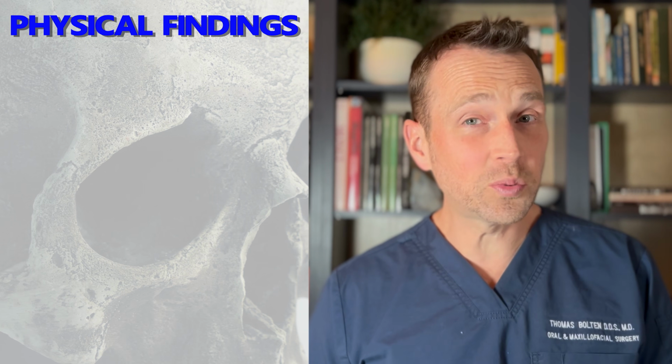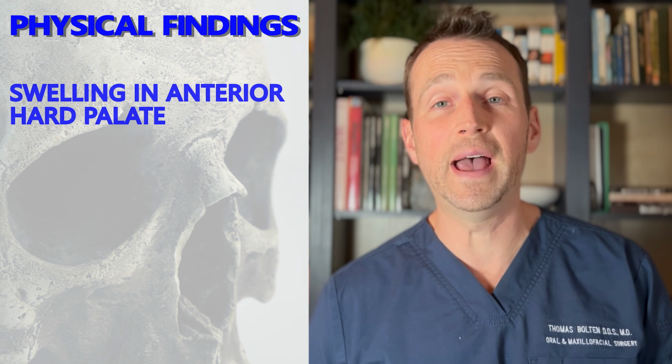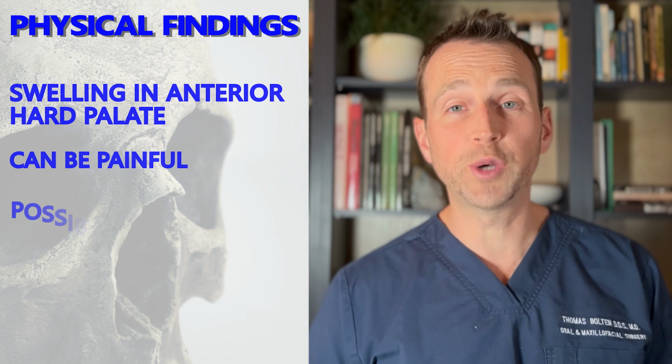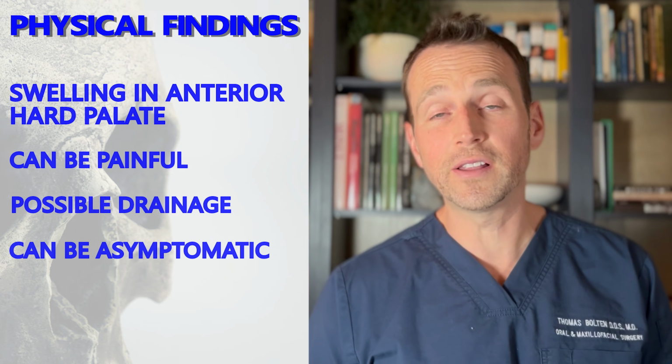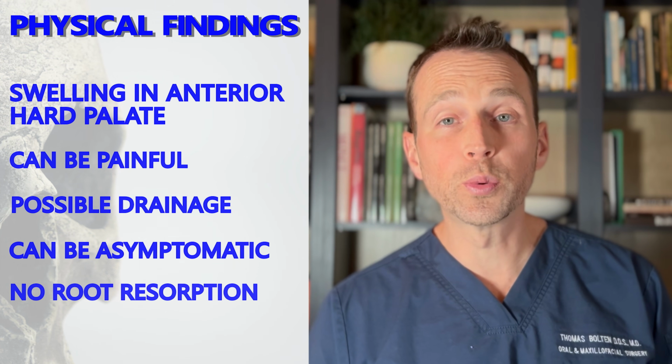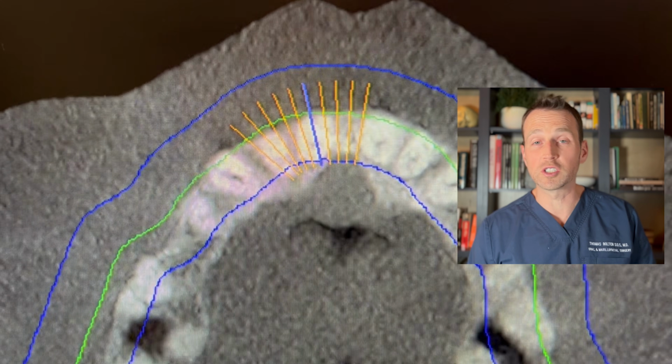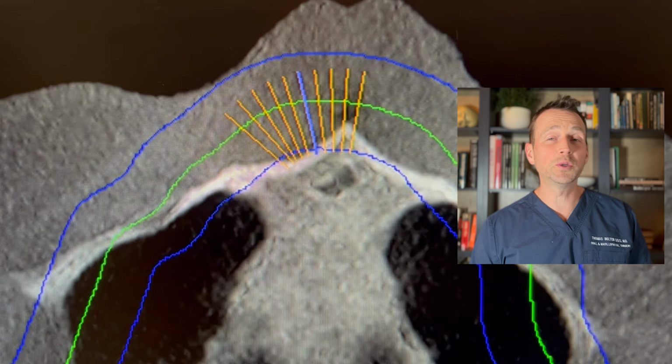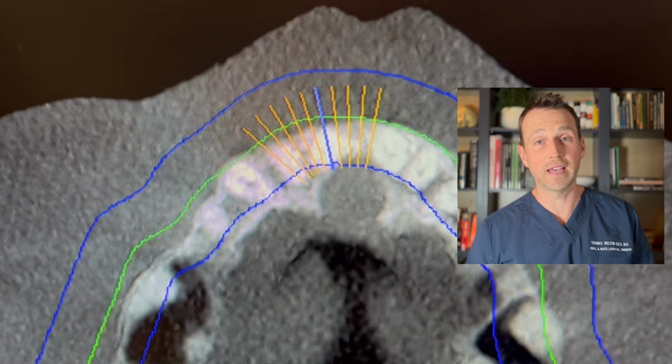Patients usually present like this one, with swelling in the anterior hard palate. They can be painful and cause drainage, but they can also be asymptomatic like this one. They do not cause tooth root resorption. They can appear relatively small on radiograph, and they can also get very big, several centimeters in diameter.